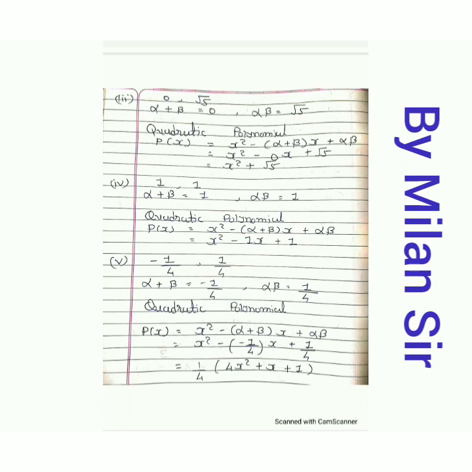Question number 5. Alpha plus beta is equal to minus 1 by 4, alpha into beta is plus 1 by 4. So again same formula. Put the value of alpha plus beta. Now take care of one thing. First of all x square, then minus sign. It is our formula. Minus sign. Then again alpha plus beta is equal to minus 1 by 4. So we need to write in bracket.